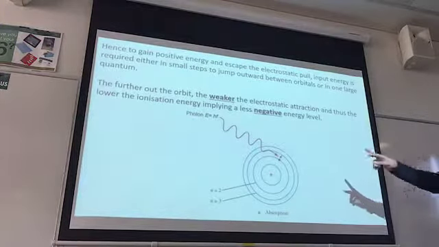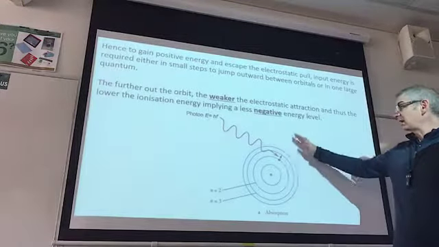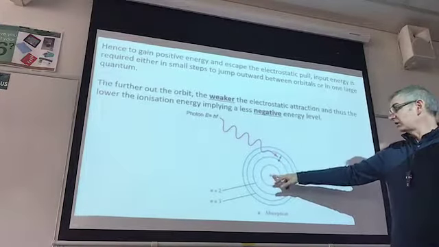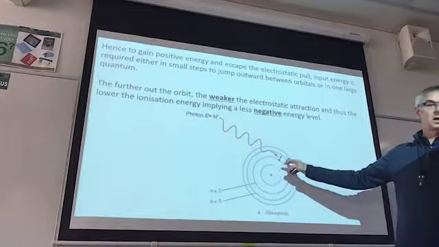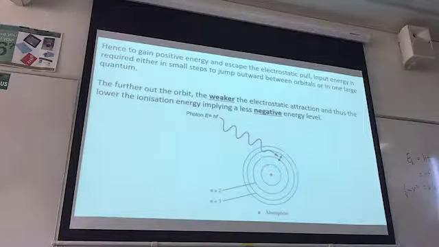So the energy level of each subsequent orbit is less and less because you're getting further and further away from the nucleus. And those of you who have done chemistry will be familiar with this idea as ionisation energy, which is the amount of energy required to remove an electron from an atom's outer shell.